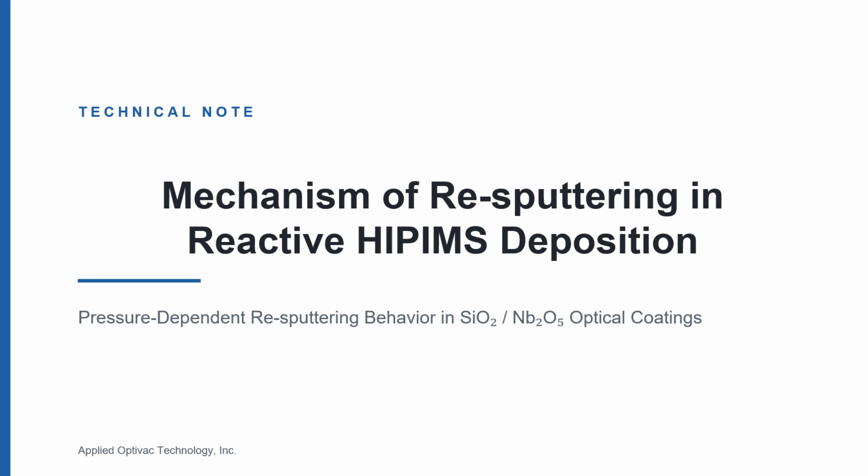Welcome to this technical note on re-sputtering in reactive HIPIMS deposition. The focus is the pressure-dependent behavior observed in SiO₂/Nb₂O₅ optical coatings. The presentation will connect plasma conditions, ion bombardment, and the resulting net film growth rate. The central question: how can process conditions be controlled so that deposition remains stable while re-sputtering is limited?